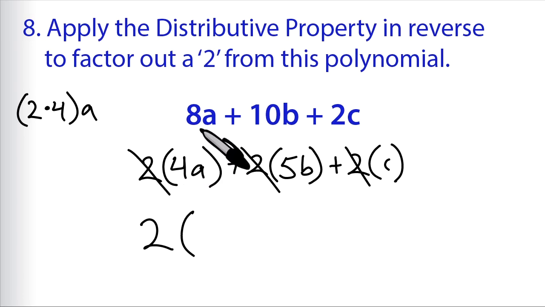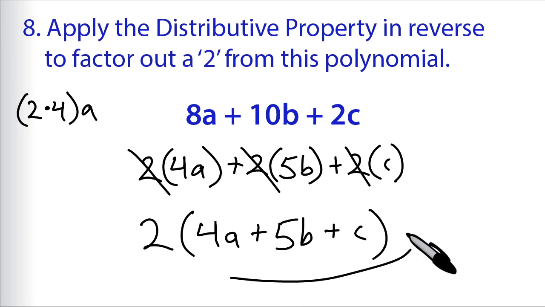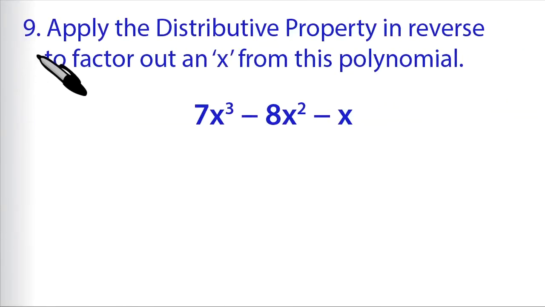So when the 2 is factored out of 8a, we have 4a, then plus, the 2 is factored out of 10b, we have 5b, plus, and when the 2 is factored out of 2c, we have c. So when we factor out a 2 from 8a plus 10b plus 2c, we're left with 2 times the group 4a plus 5b plus c. For problem 9, we need to apply the distributive property in reverse to factor out an x from this polynomial.